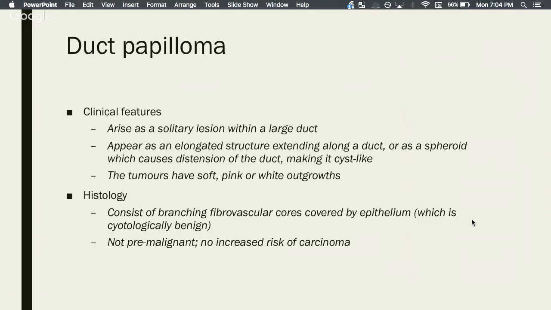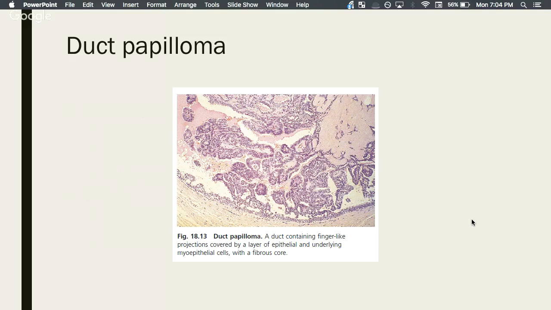Sorry, that's not clinical features. In terms of how they look macroscopically, they can be elongated, extending along a duct, like pink or white outgrowths, but usually within one large duct. In terms of histology, they're basically benign, so not pre-malignant, no risk of carcinomas. They just have branching fibrovascular cores covered by epithelium. So that's how they look.